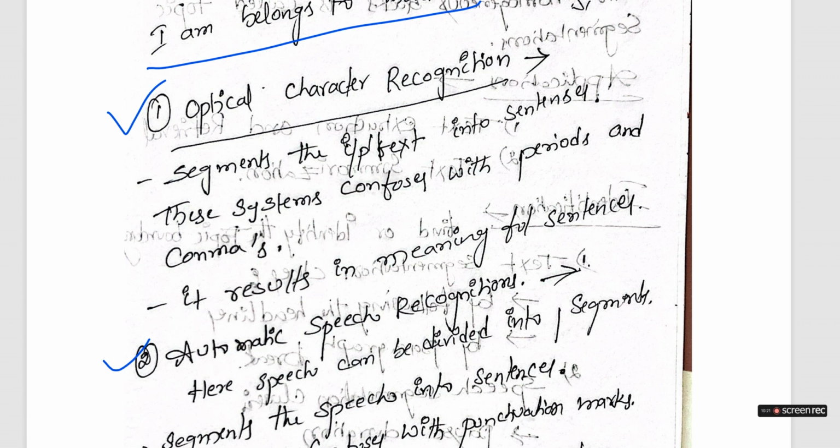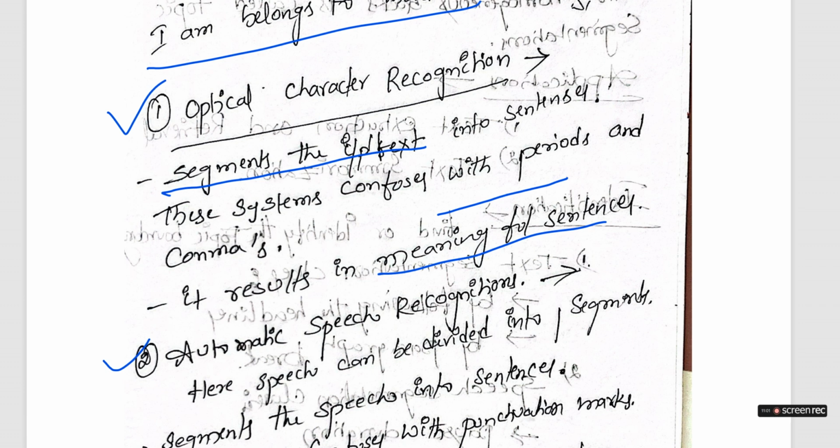The first one is optical character recognition. Here it segments the input text into sentences. These systems get confused by periods and commas, right? So optical character recognition means the system gets confused with periods and commas, yet it should result in a meaningful sentence. So what we need to do is find out exactly, by reading character by character or by reading the proper sentences and analyzing where the sentence is going to end.